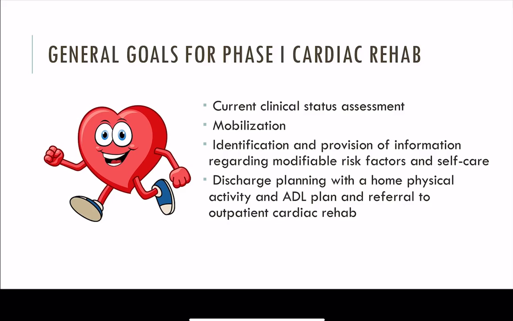Identify and understand what risk factors they might need to work on to get better in the long term, kind of already beginning to sow the seeds for phase 3, the long-term maintenance phase, talking about initial self-care, discharge planning, what physical activity they can do at home, how are they going to be successful in their ADLs, and then already working to get that referral to outpatient cardiac rehab.